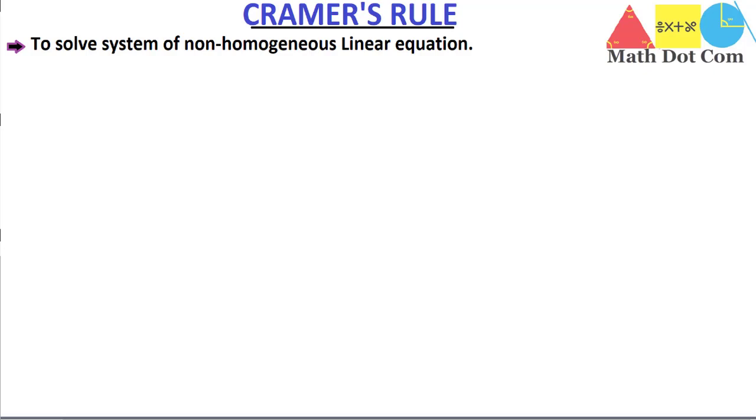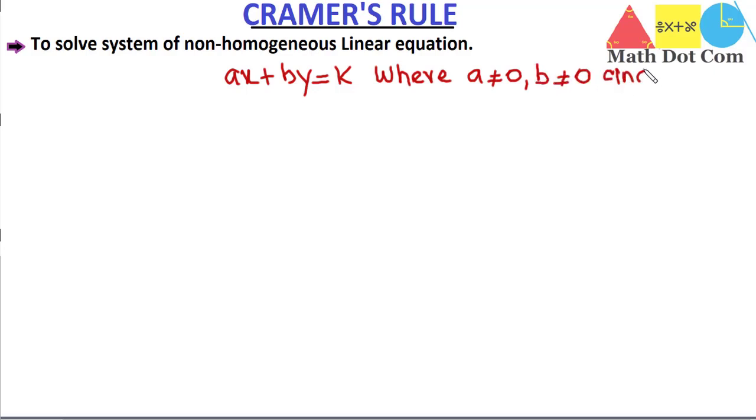Now what is a non-homogeneous linear equation? If you have an equation of the form ax plus by equals k, where a should not be equal to 0, b should also not be equal to 0, and k should also not be equal to 0, then you can say that the given equation is a non-homogeneous linear equation. It is linear because we have the variables with the power 1. And a system of non-homogeneous linear equations is when you come across more than one such equation. Cramer's rule is used to solve a system of non-homogeneous linear equations.